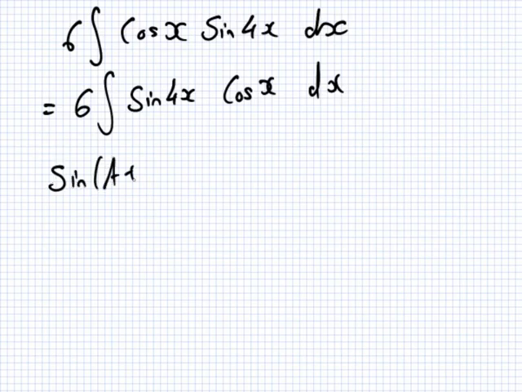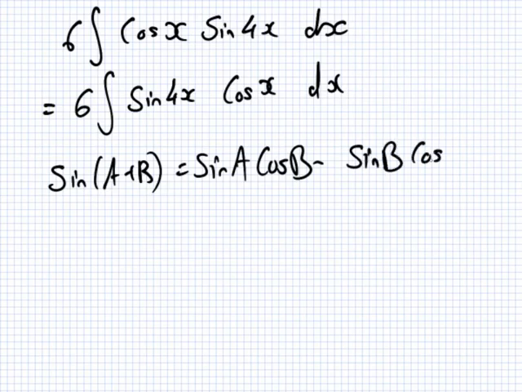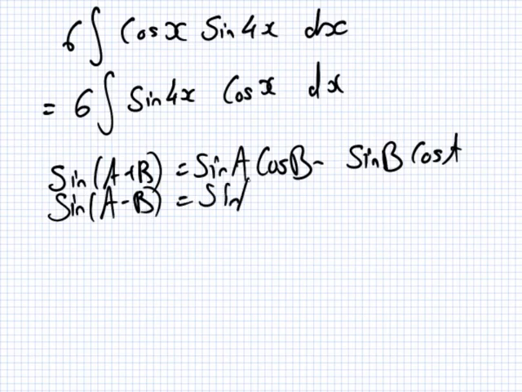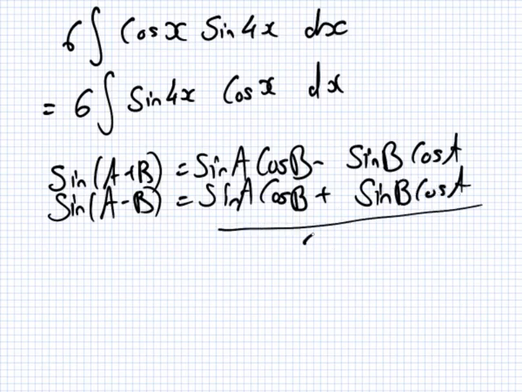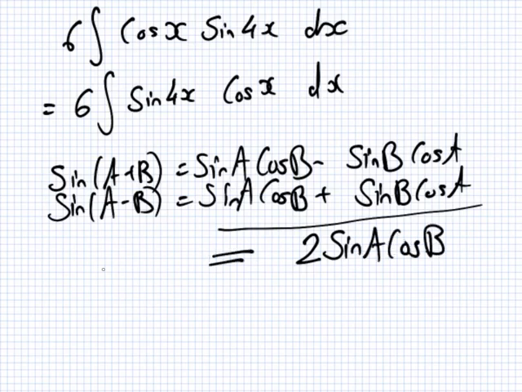What we can do is we can say sine(a plus b) is sine a cos b plus sine b cos a, and sine(a minus b) is sine a cos b minus sine b cos a, and by adding I can get 2 sine a cos b should equal sine(a plus b) plus sine(a minus b).